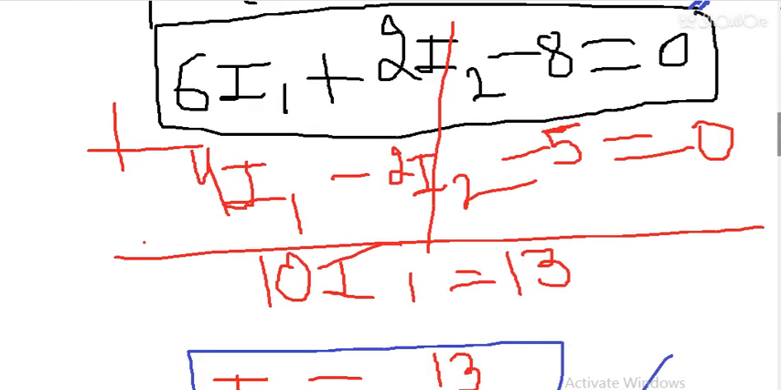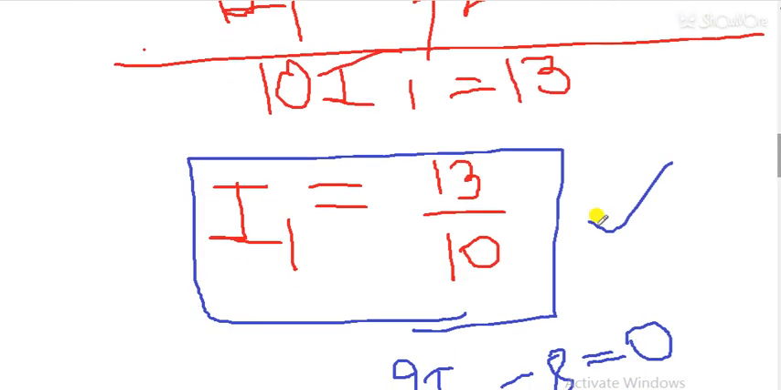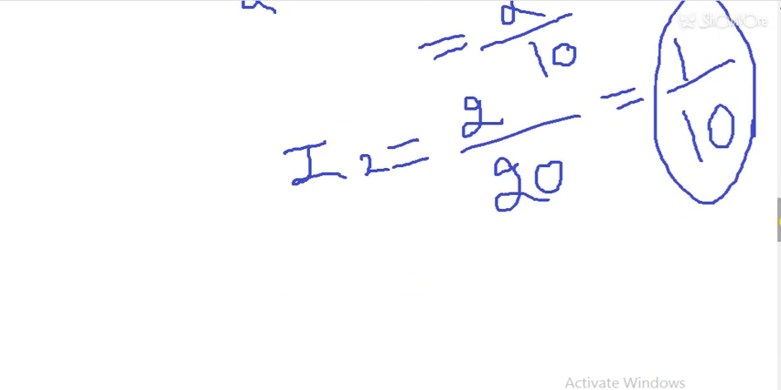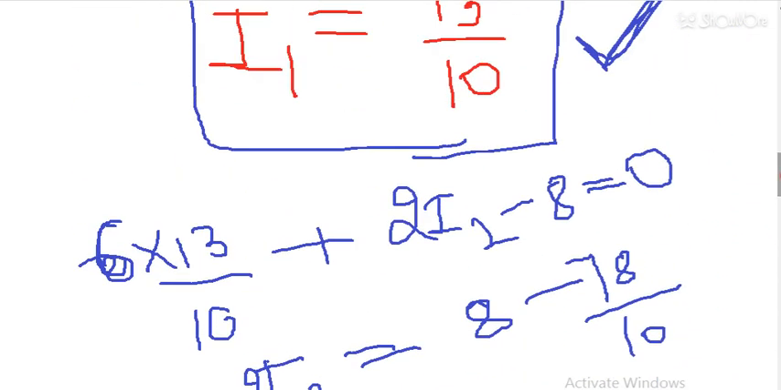So I think, students, the solution is right, and I1 is equal to 13 by 10. You can note down this solution, 13 by 10 is the value of I1. Then I calculated I2. I2 comes out to be 1 by 10. This will be the right solution. You can check it, and if any error is there then you can drop me a message.